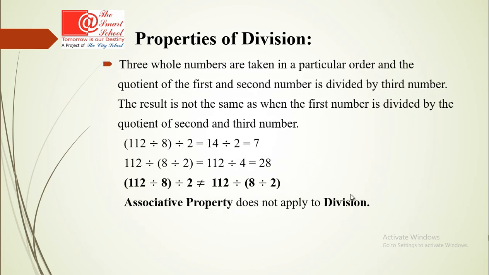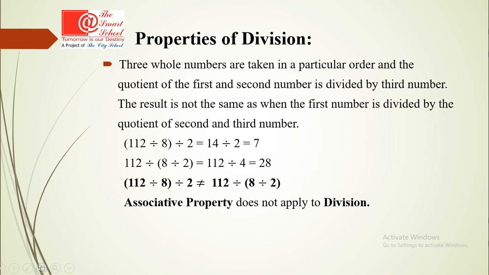Now the whole numbers are taken in a particular order, and the quotient of the first and second number is divided by the third number. The result is not the same as when the first number is divided by the quotient of the second and third number. So it means we are talking about associative property. Yes, exactly. Now we can check with the help of an example.